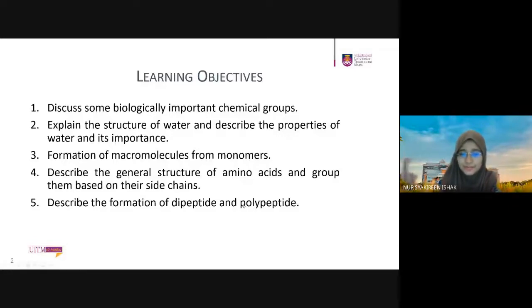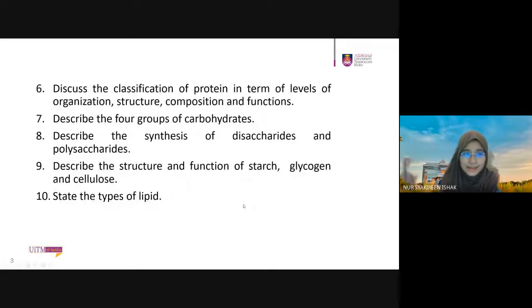And then number 6, discuss the classification of protein in terms of levels of organization, structure, composition, and function. As I said before, there are 4 levels of protein structure: primary, secondary, tertiary, and also quaternary structure. The first level, the primary structure, consists of a straight chain of amino acids that are linked by peptide bonds. And then the secondary structure consists of helical or beta pleated sheets.